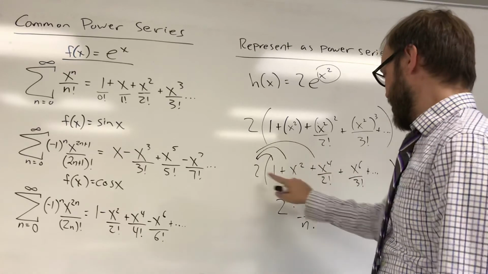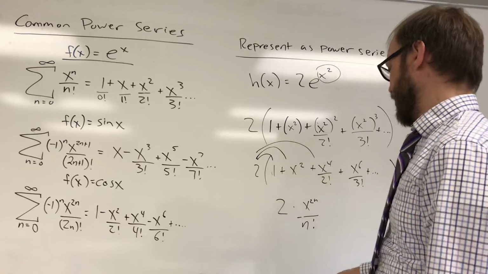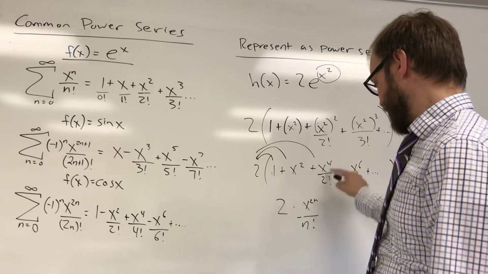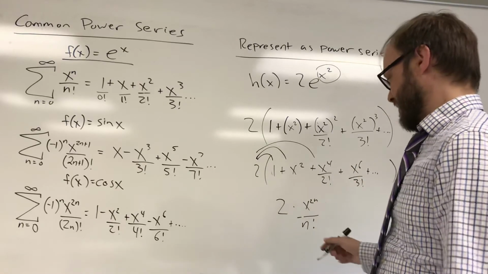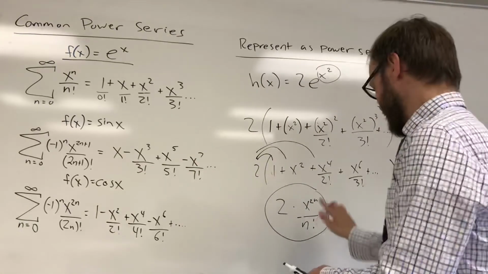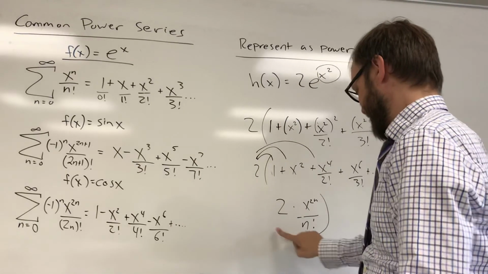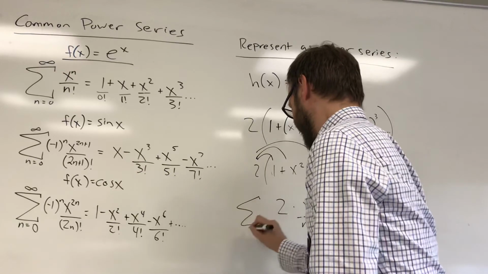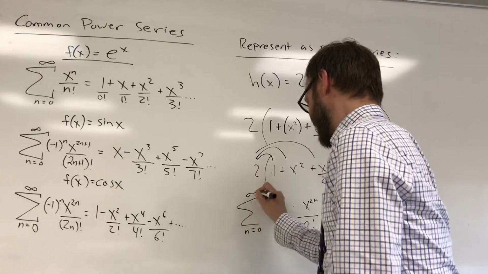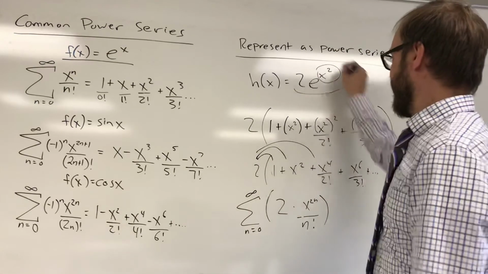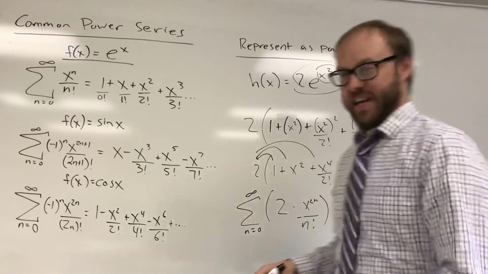You want to get a 2x to the 4th over 2 factorial when n is equal to 2, okay? And if n is 2, you'll get x to the 4th, 2 factorial, and you can see that it kind of works out. So that would be your general term there. If you were doing sigma notation, you could basically say this is the sum from n equals 0 to infinity of this, and that would generate the function y equals 2e to the x squared.